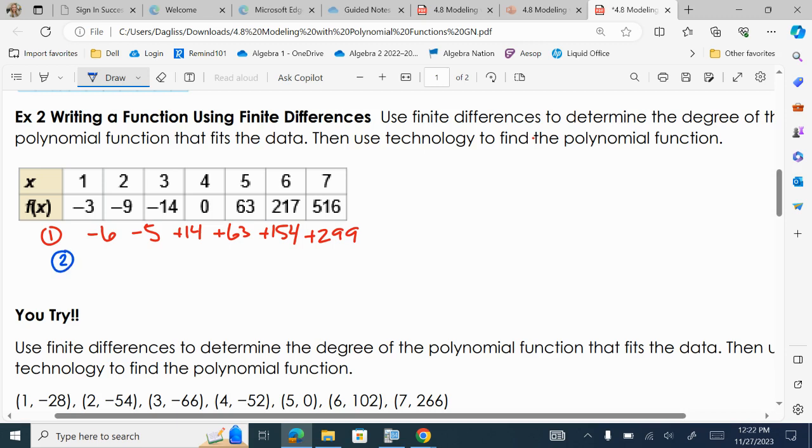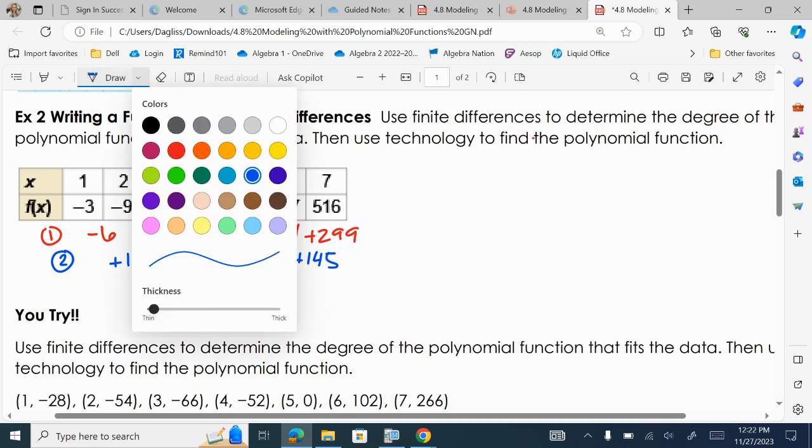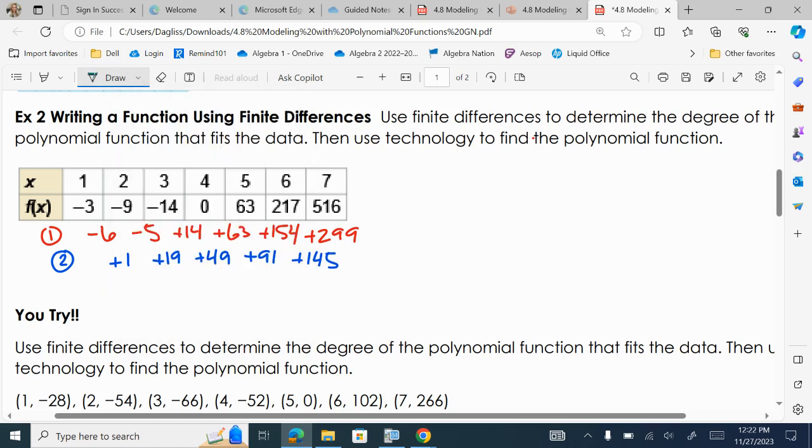Negative 6 to negative 5. Up 1. All right. Negative 5 to 14. Up 19. All right. 14 to 63. Up 49. There you go. 63 to 154. Up 91. 154 to 299. 145. Good. Are those the same? No. So it's not a quadratic. All right. So let's do it again.